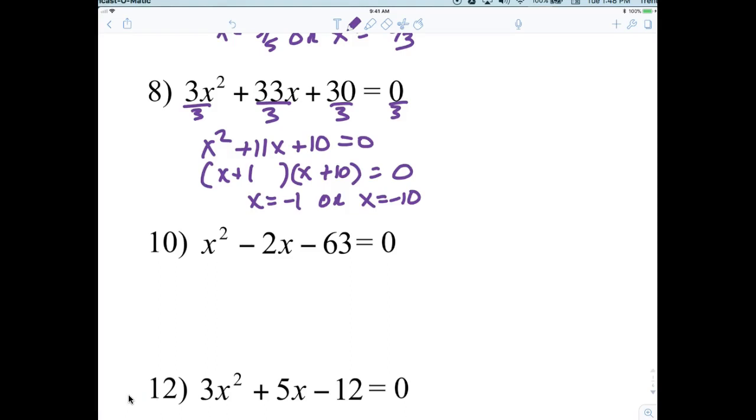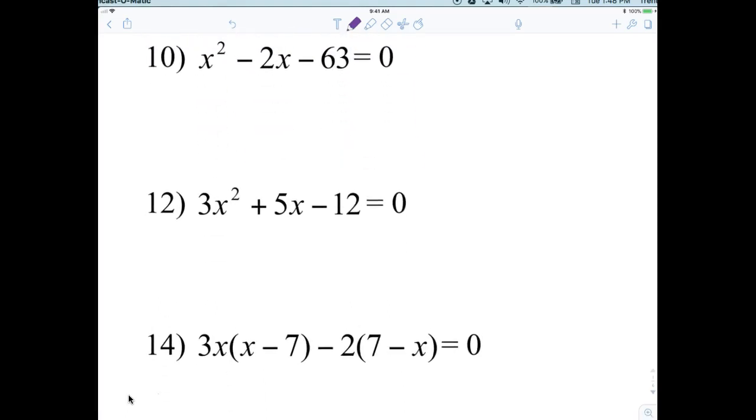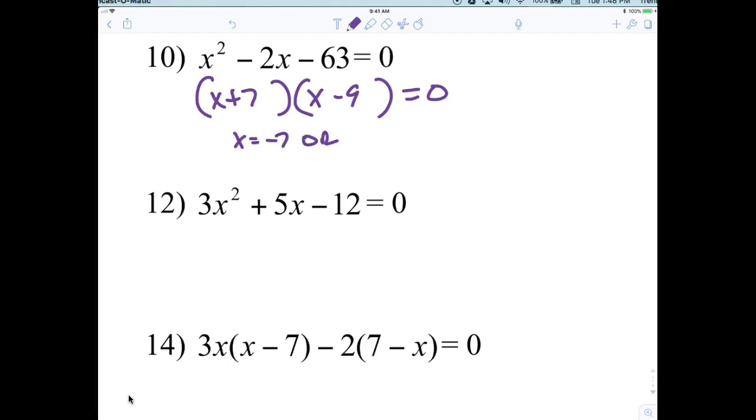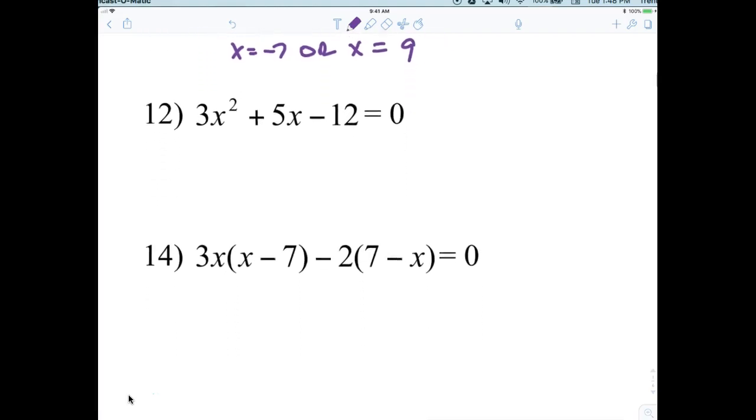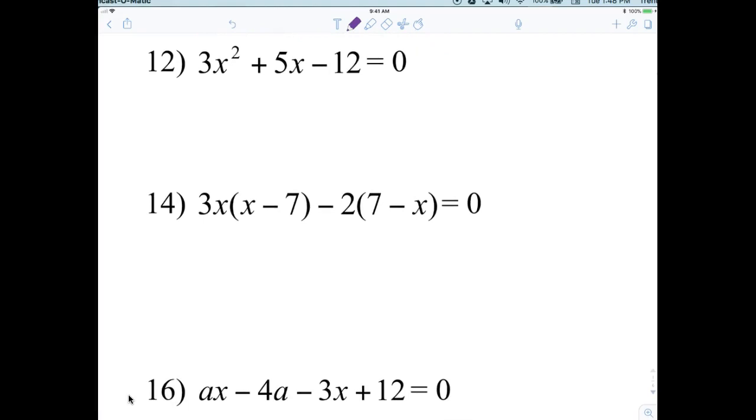All right, number 10 should be really simple. How am I factoring that, please? Plus 7x minus 1. Now, hold up a second. Any questions? So, x equals? Beautiful. Everybody with me? Easy, easy, easy. All right. Number 12 now. A little bit harder, but not that bad. All right. Let's do it here.